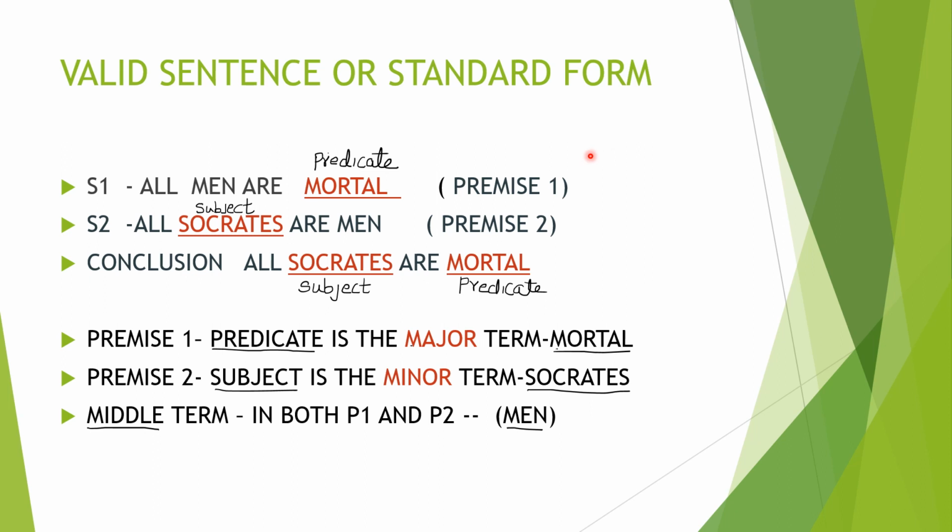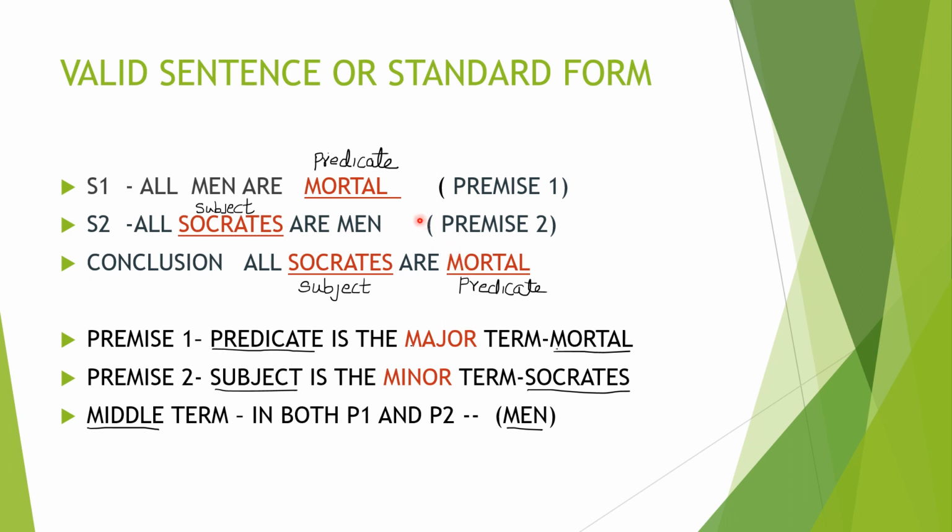For example, the first law is that premise one has a predicate. All men are mortal. In this, which is the predicate? Mortal is the predicate. Understood? The first law says that premise one's predicate should be the predicate of the conclusion. The conclusion we see is: all Socrates are mortal. So here also, the predicate is the same one from premise one, and that same predicate came here as the predicate of the conclusion. So the first law is over there.